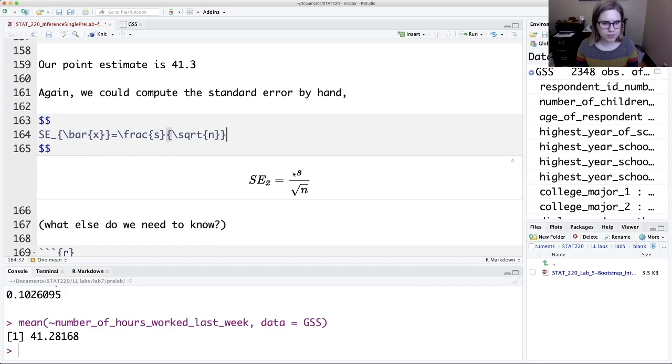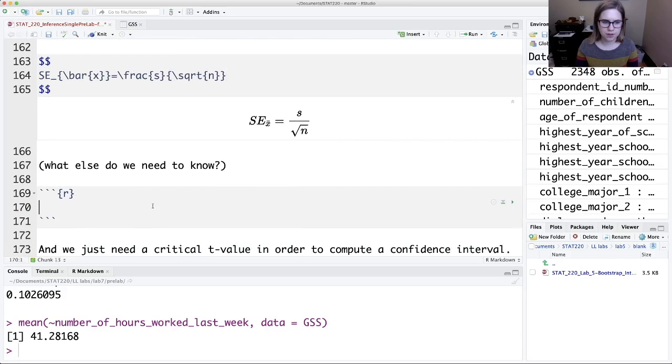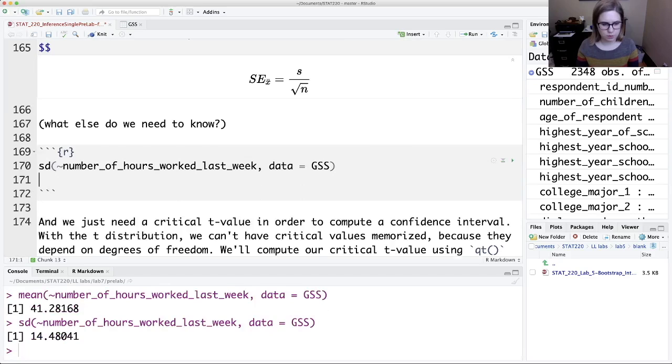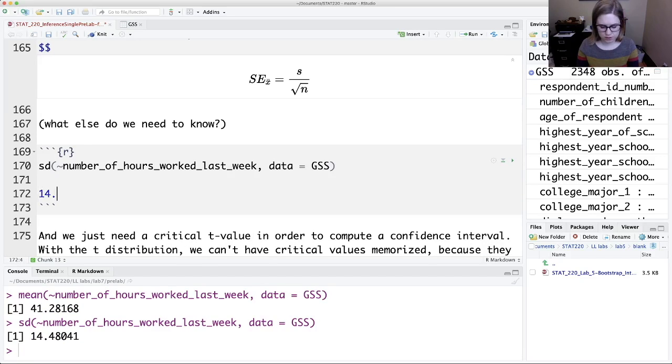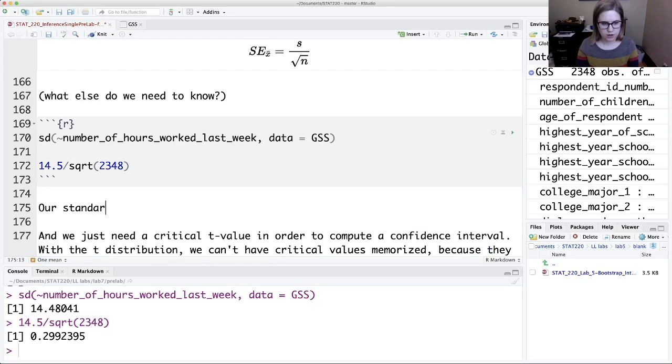So here's our standard error formula. And there's one more thing we need to know, and that's the standard deviation. And we can find the standard deviation the same way. Number of hours worked last week, comma data is equal to GSS, and it's 14.5. So I'll do 14.5 divided by SQRT parentheses of the 2348. And then our standard error is about 0.3.